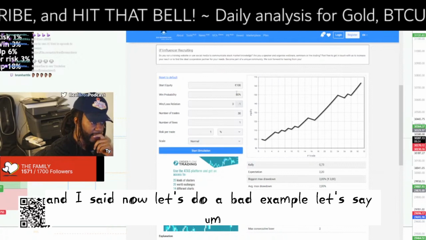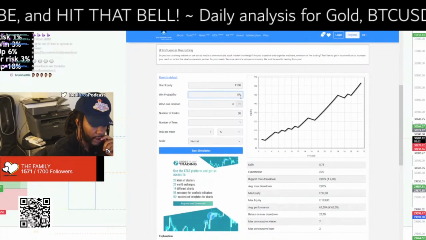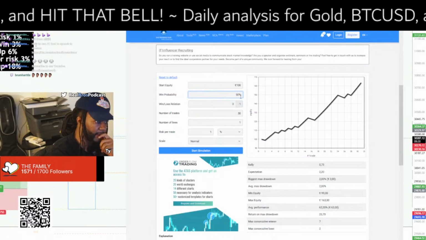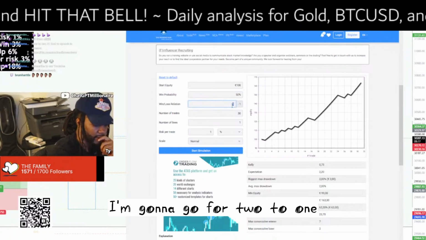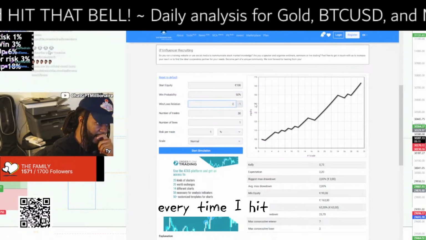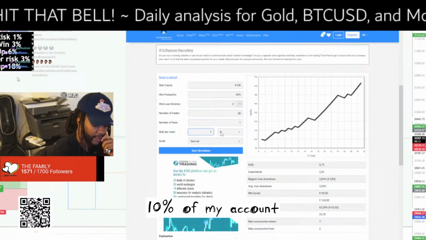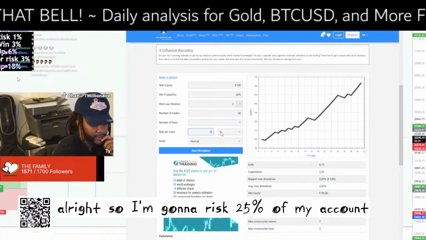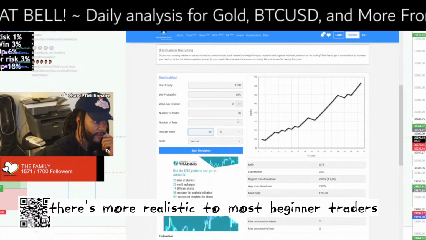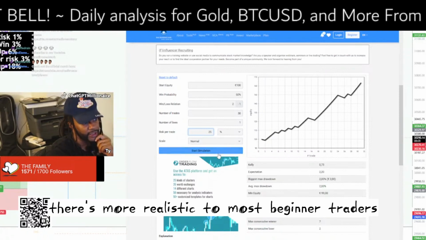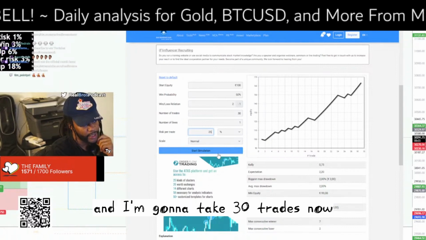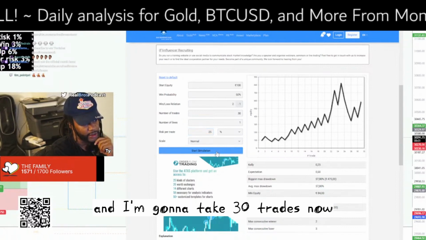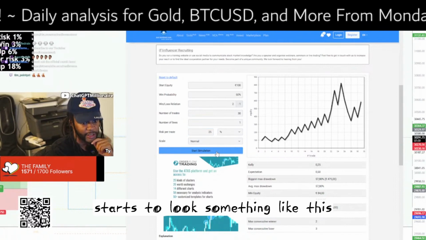Let's say, okay, so I got my setup, and then my setup, I'm going to go for 2 to 1. I double my money every time I hit. I'm going to risk 10% of my account. Or let's say I'm going to risk 25% of my account, which is more realistic to most beginner traders. They want to risk more. And I'm going to take 30 trades.